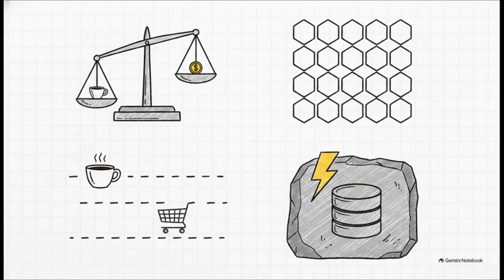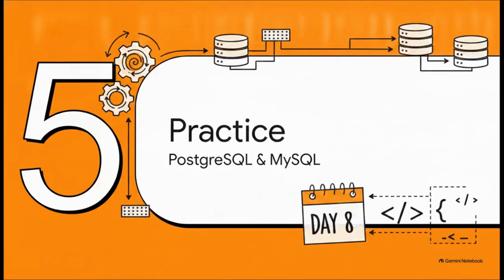And finally, D is for durability. Once a transaction is finalized and committed, it is saved permanently. Even if the entire database system instantly loses power, that data is safe. These four ironclad rules are exactly what make relational databases so profoundly reliable. And that brings us to our final section, practice, focusing on PostgreSQL and MySQL.